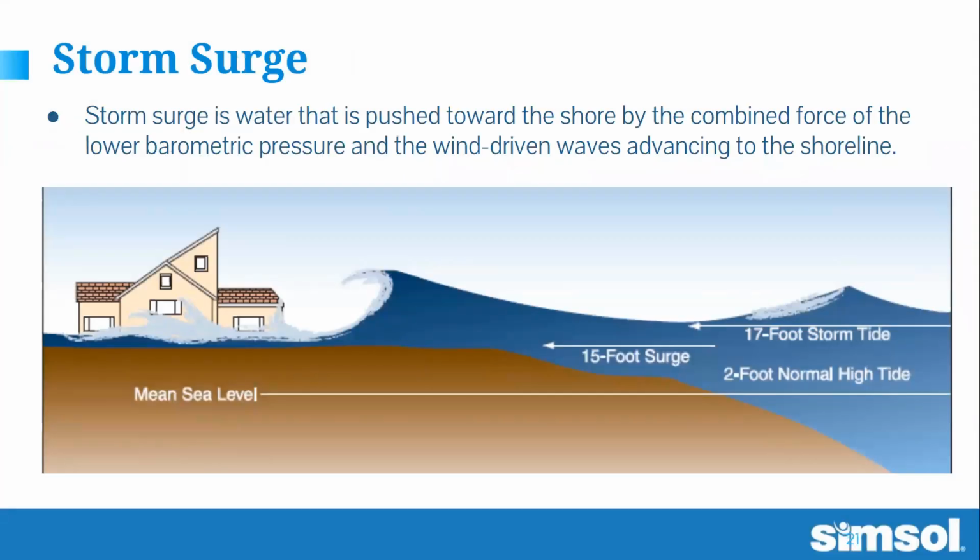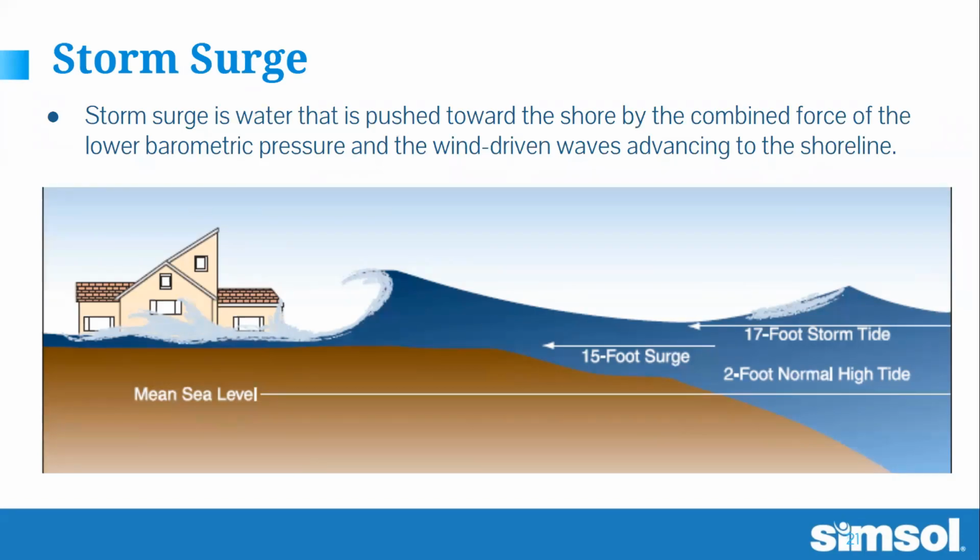So when we talk storm surge, the water is pushed on shore as a combination of the wind and the pressure differential from the storm event. You see here in the picture, the lower line is the mean or average sea level. Then we have a normal high tide line. And then you get in with a 15 or so foot surge, and then there's an additional surge on top of that from your wave action.